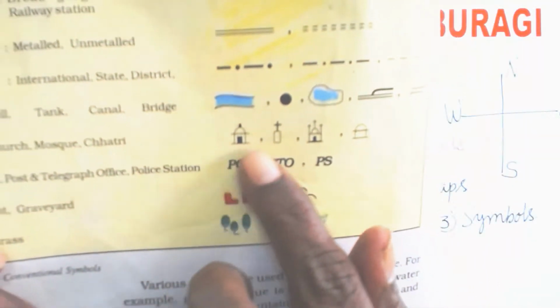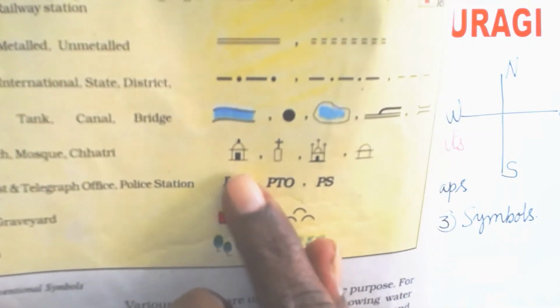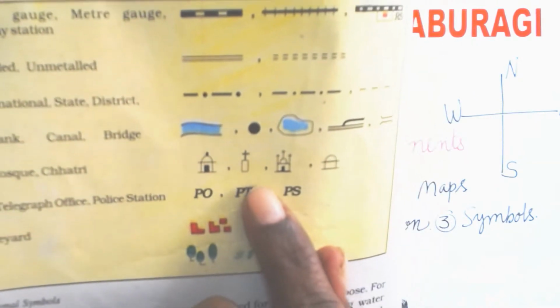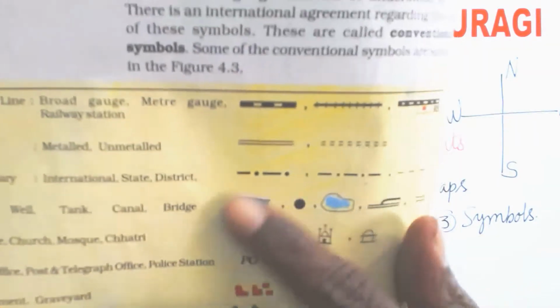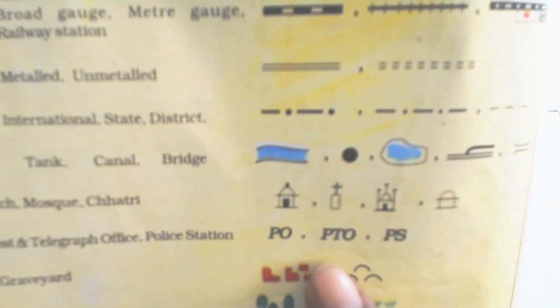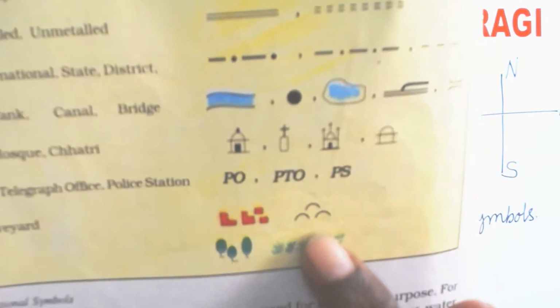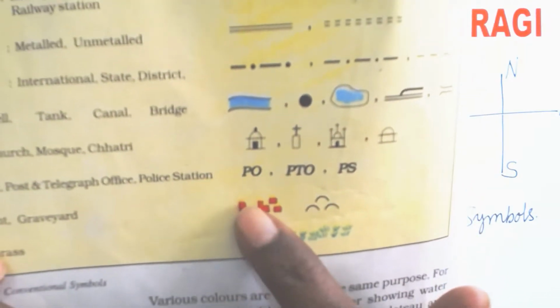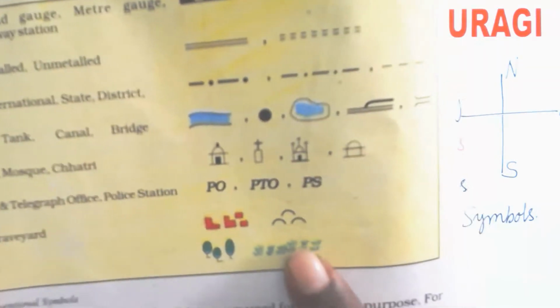And next one is about the holy places. Like this is the temple, this is a church, this is Gurdwara, and this is mosque. All these things they mention. And next one is about post office, post and telegraph office, and police station. And here these are called graveyard, and these are the village haunted places. And these are the trees, and then these are the grass. So you see these symbols.